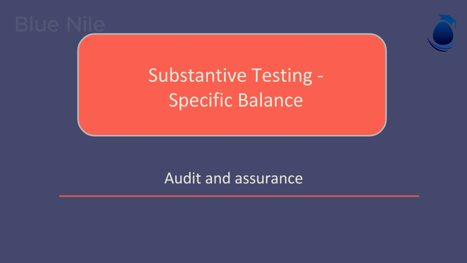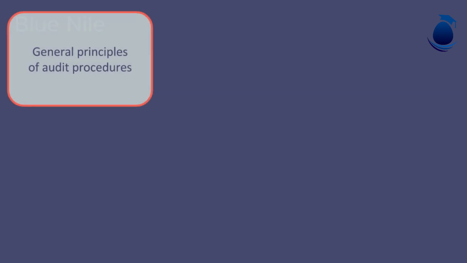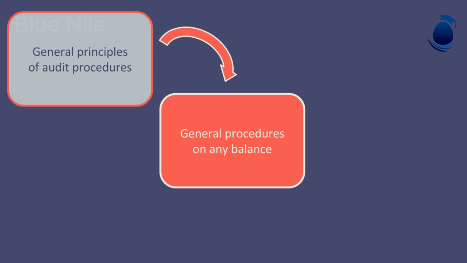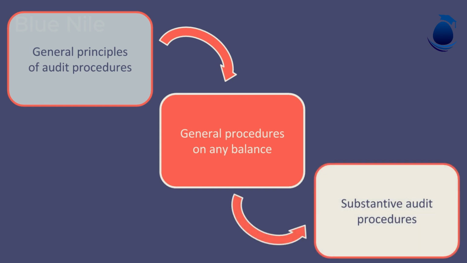Verifying existence through physical inspection. This video is the first of a series that will take you through some practical examples of substantive audit procedures you can carry out on specific balances in the financial statements. We will cover the general principles in designing and performing audit procedures, some general procedures you can perform on any balance, and then substantive audit procedures for non-current assets, bank, receivables, inventory estimates, trade payables, the statement of profit and loss, and share capital, reserves, and directors' emoluments. This video will cover the general principles, general procedures, and non-current assets.